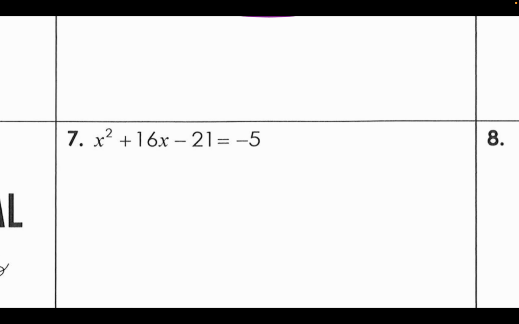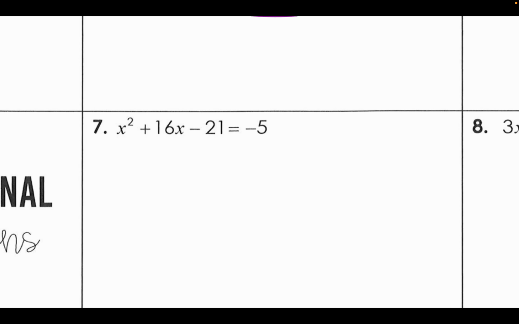Regardless, our steps are the same, so we have to get it into being ax squared plus bx equals c. And even though we have a number on the right-hand side, there's still a constant on the left-hand side that we have to move by adding 21. So we get x squared plus 16x, and I'm going to go ahead and make my room for the plus blank as well, equals 16.